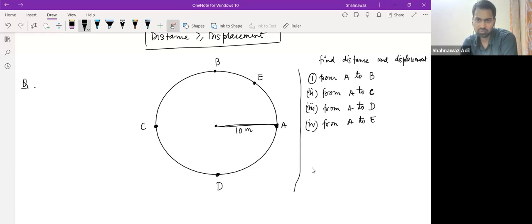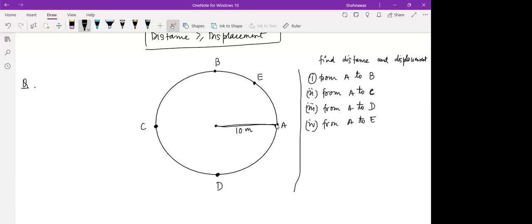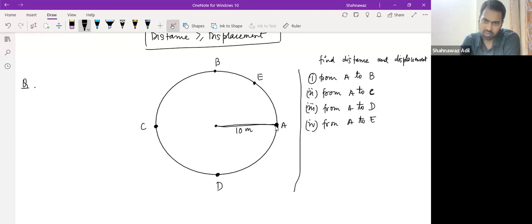Yes, sir. A body starts from A and it is moving in circular motion. So it is moving in this circle. We have to find the distance from A to B and displacement from A to B, then distance from A to C and displacement from A to C, distance from A to D and displacement from A to D. And then the last part is A to E, where this angle is 60 degrees.